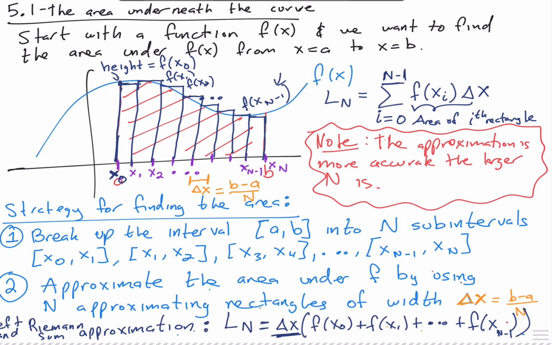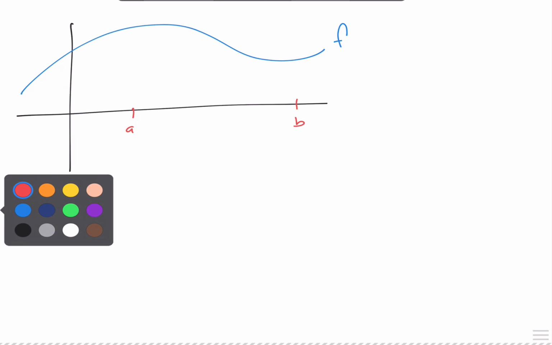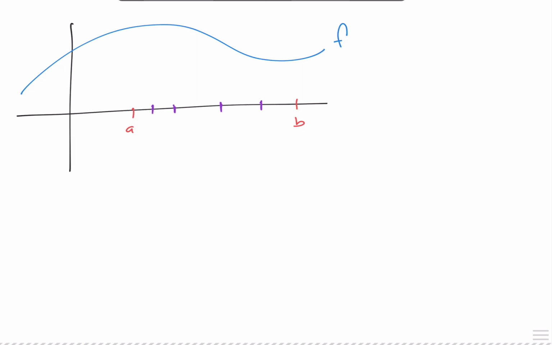All right, so now let's draw another picture. Let's do the right. Let's see what that looks like. Same function here. We have a, we have b, and then we'll break it up into 8 again, just to keep it consistent. And this is still x sub 0, x1, x2, x3, dot, dot, dot, x sub n minus 1, and then x sub n.